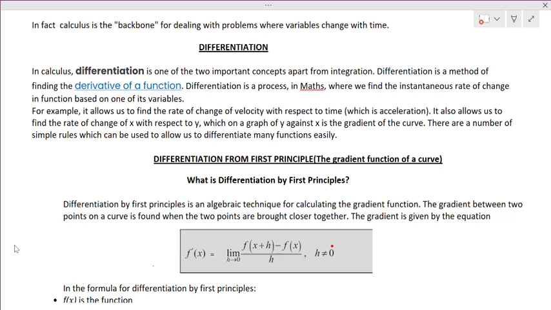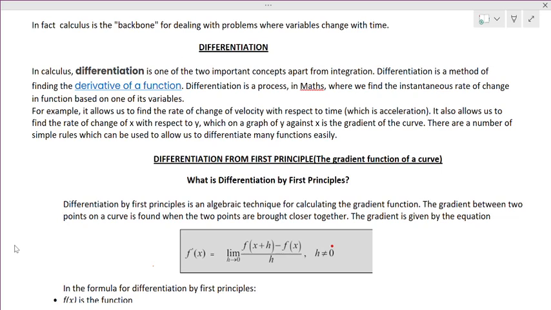Differentiation is a process in maths where we find the instantaneous rate of change in a function based on one of its variables. For example, it allows us to find the rate of change of velocity with respect to time, which is acceleration. It also allows us to find the rate of change of y with respect to x, which on the graph of y against x is the gradient of the curve. Here we mostly represent it by dy/dx, and you will see such notation in no time.